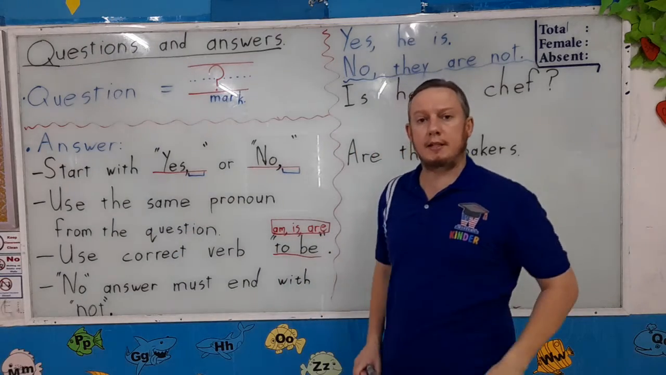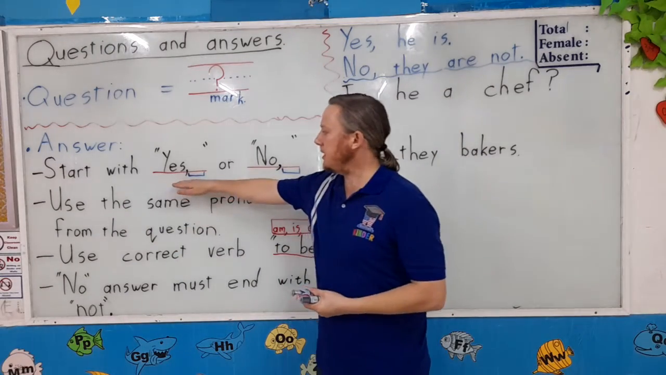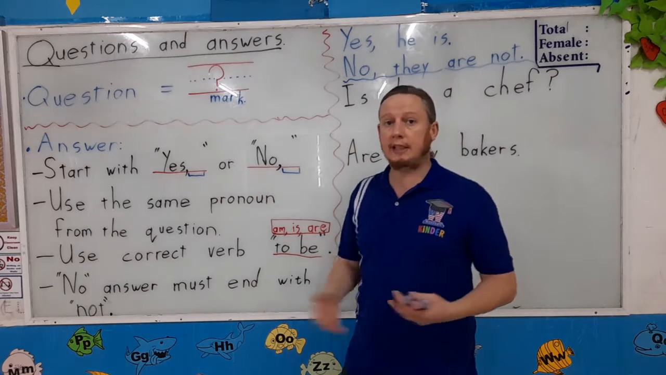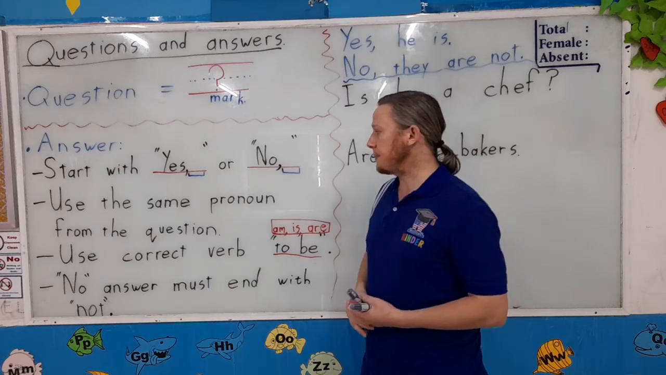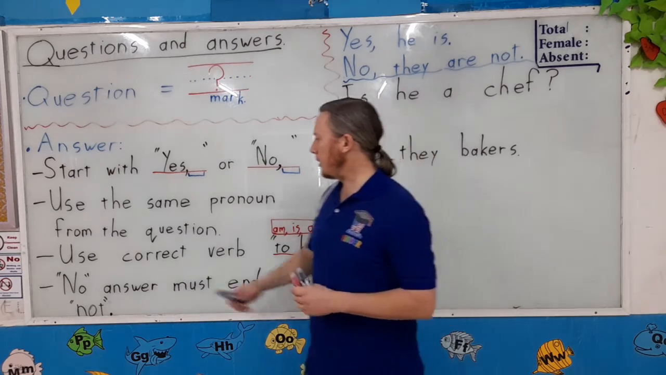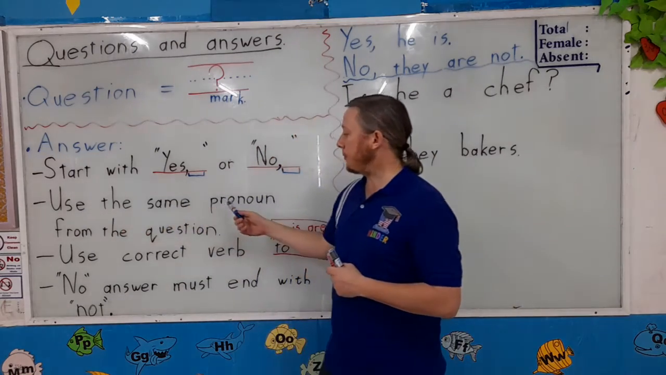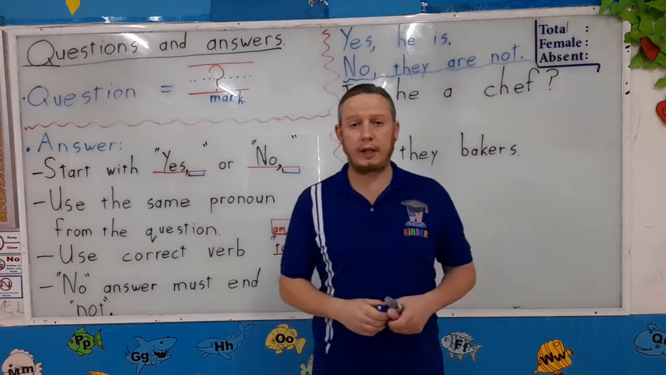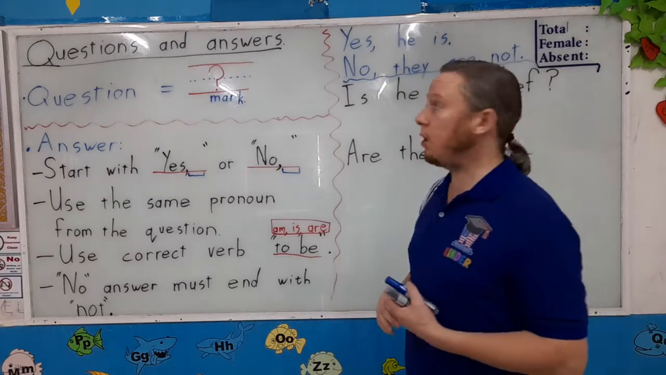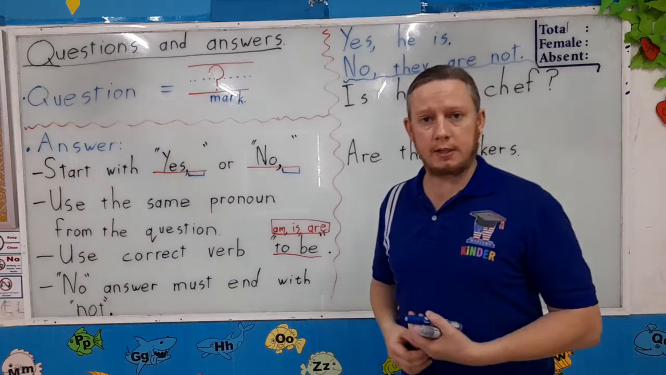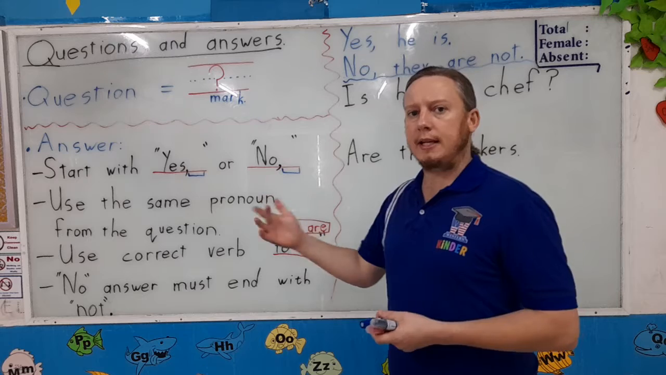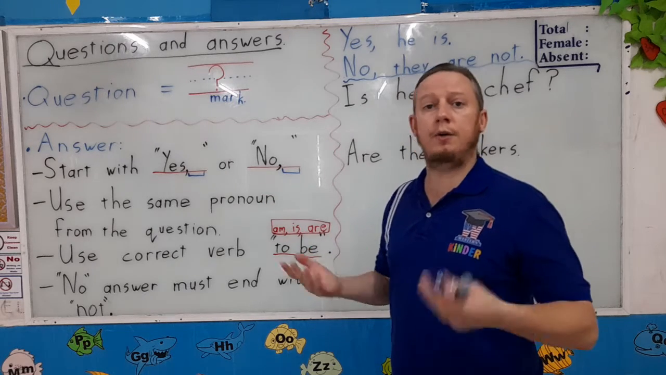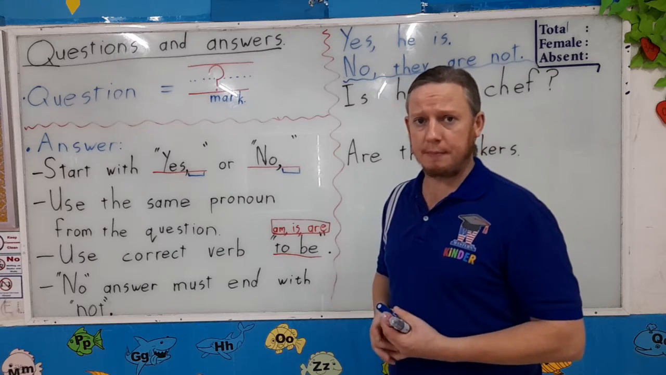What else do our sentences need? Okay, so we start with yes, comma, space, or no, comma, space. That's how we will start every sentence. Let's look at point number 2. Use the same pronoun from the question. Okay, this is great for pronouns, and it'll also help you with the verb to be as well. Remember, I am, he is, you are. Okay, pronouns he, she, it. We know these already. We've practiced them many times.